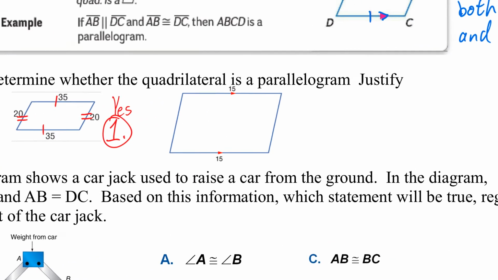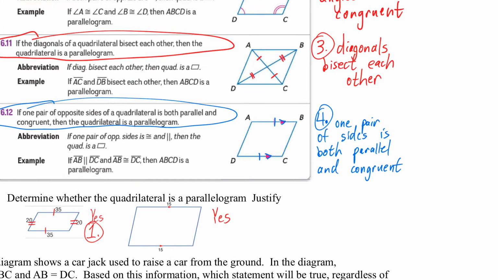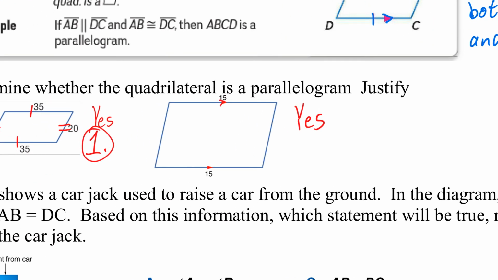Okay? This one, can I say that this one is a parallelogram? Yep. Because of which reason up here? 4. Because number 4, you have this pair of sides that are parallel, and you can also see that they're congruent to each other. So based off of number 4.